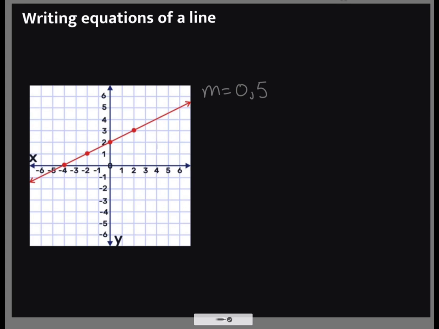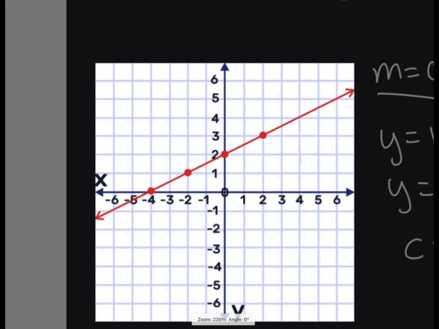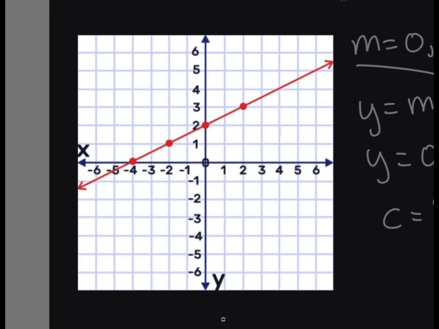Since we know the M is 0.5, we substitute it into our equation. And now, let's find the y-intercept of the graph. The y-intercept is the point where the line crosses the y-axis. In other words, it's the value of y when x is 0.